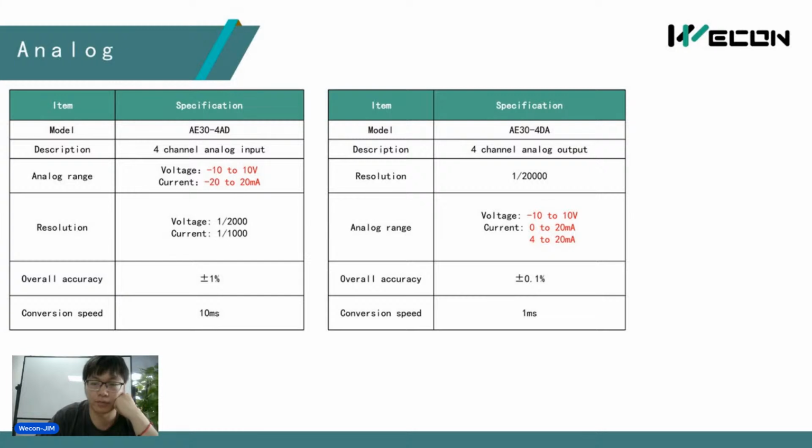And here for analog outputs, you can see the accuracy, the overall accuracy and conversion speed is about 10 times that of the analog input. And the resolution is also smaller than analog input modules. The analog range is the same. We can support voltage output and current output.